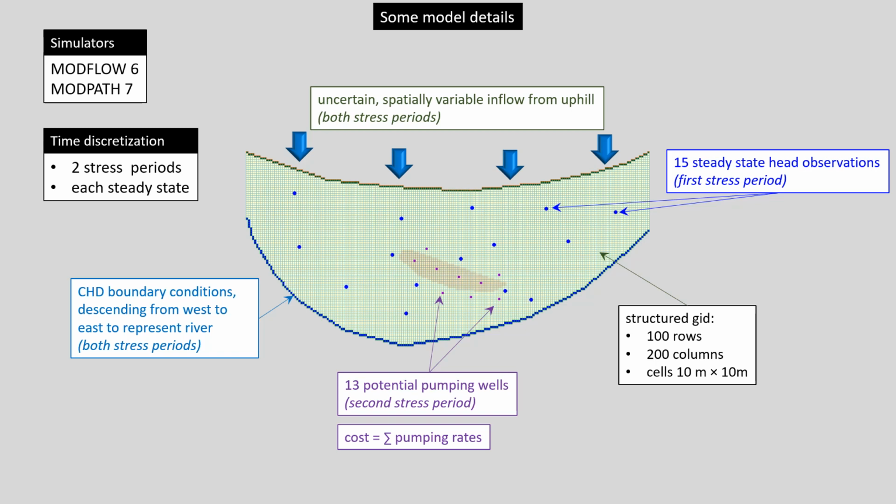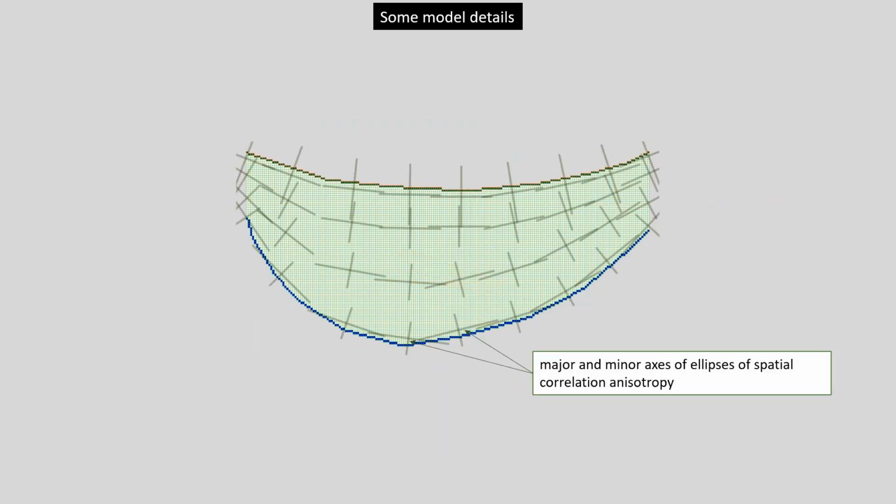The cost is very simple in this case. I'm simply summing the pumping rates. My objective is to minimize pumping rates, subject to the fact that I have complete containment of the contamination.